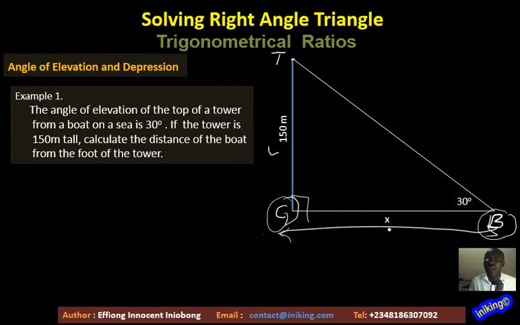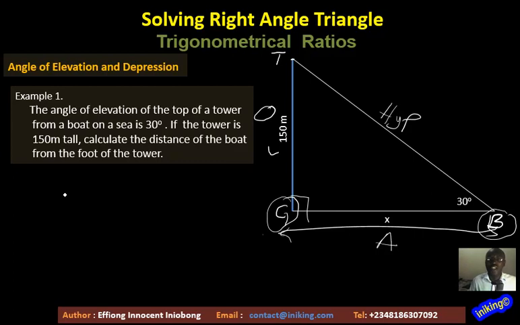From this triangle, we have this as x. We have been given this side, 150. It is facing our angle 30. So we call this side the opposite side. And we are looking for the adjacent side. Since this is the hypotenuse, facing the right angle.